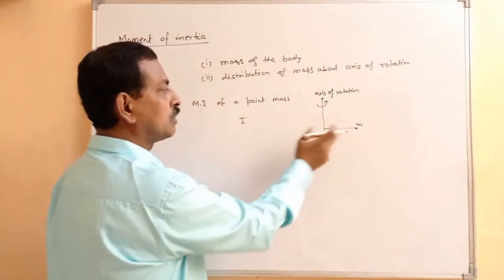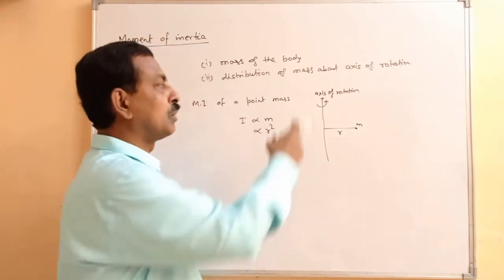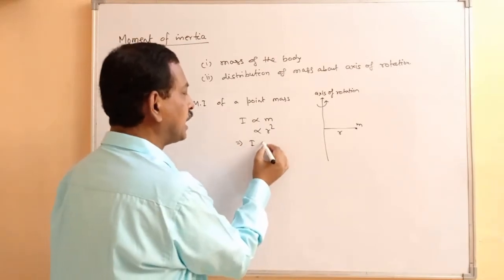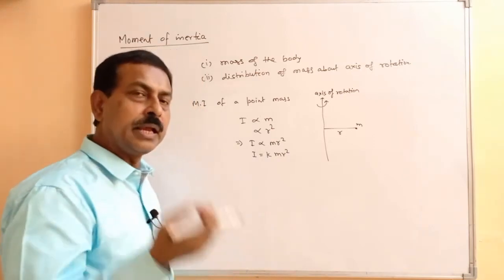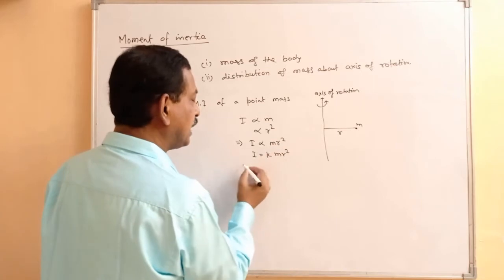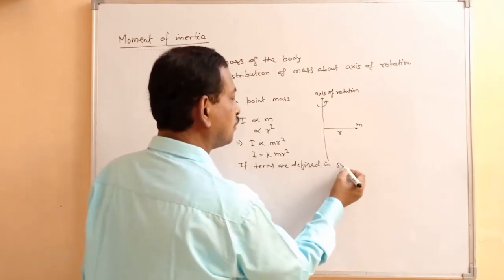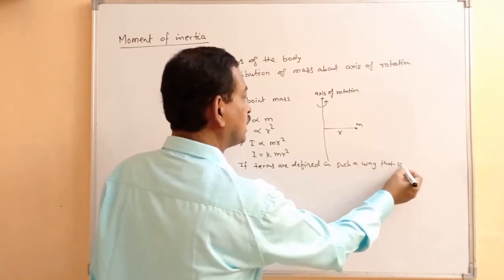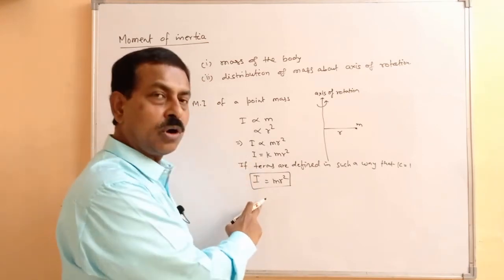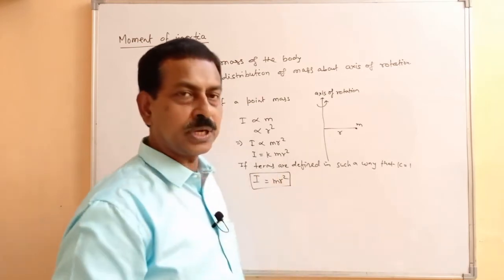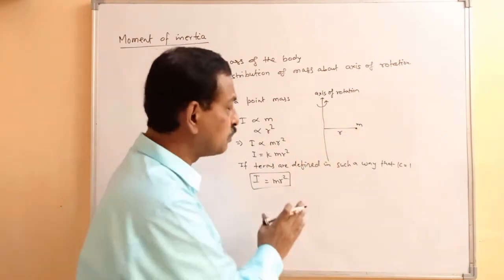So here the moment of inertia for the point mass will depend upon the mass of the body and on the square of the distance from the axis of rotation. If you combine these two, then we'll get I proportional to mr square, or I will be equal to some constant k into mr square. If terms are defined in such a way that k is 1, then what we'll get for I is mr square. So that means moment of inertia of a point mass will be given as m into r square, the product of mass and the square of the distance of the point mass from the axis of rotation. So this is for a point mass.